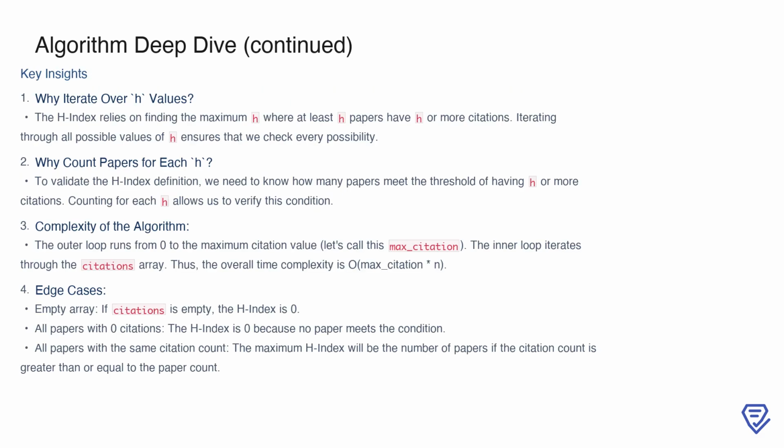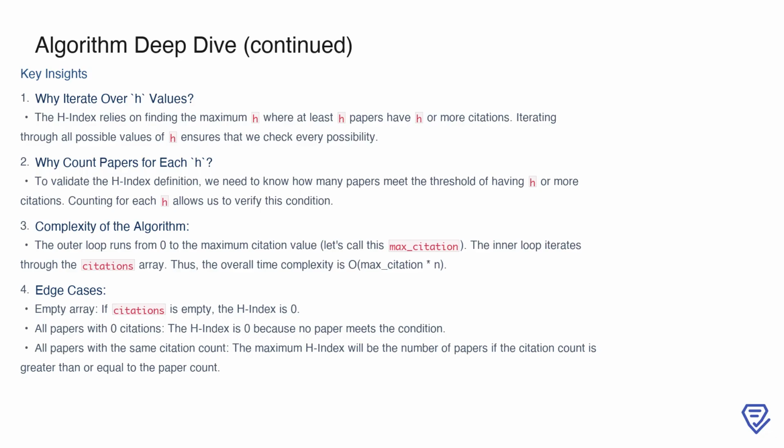The brute force approach works by systematically exploring all possible values of h, which is necessary since the h-index is defined as the maximum h where at least h papers have h or more citations. Counting the papers for each value of h allows us to verify whether the h-index condition is satisfied. While simple, this algorithm has a time complexity of O(max_citation * n), where max_citation is the highest citation count and n is the number of papers.